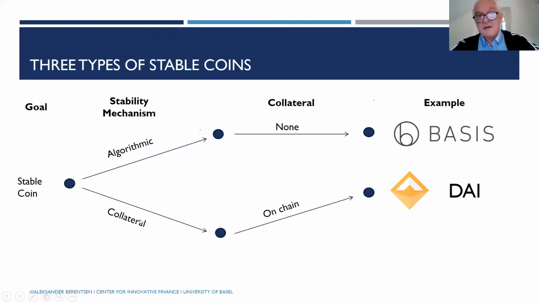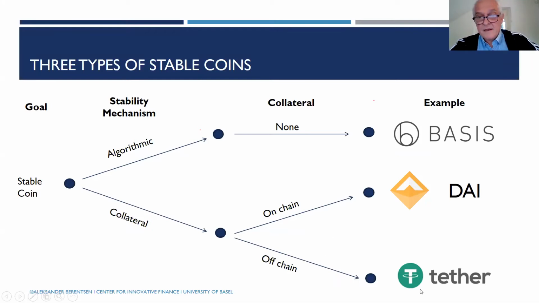That's basically the stability mechanism. It's just that there is collateral that backs them up. That's like a central bank, right? They in fact have something almost equivalent to a balance sheet. And then, of course, the collateral can be on-chain, as with DAI. It can be off-chain, like Tether.